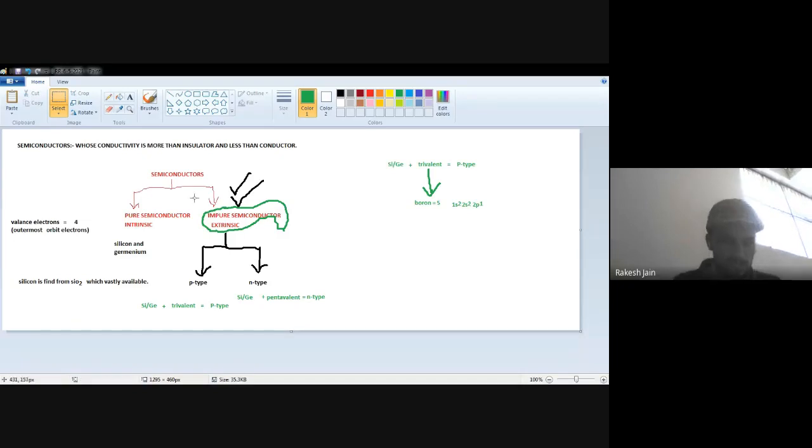Okay, so which one is the outermost orbital? This is your first orbital, and this is your second orbital. Only 2 orbitals. So which one is the outermost orbital? This one. And what is the number of electrons in the outermost orbital? That is 3. It means boron consists of 3 valence electrons. Outermost orbit electrons are known as valence electrons, as I told you. So boron is a trivalent impurity.